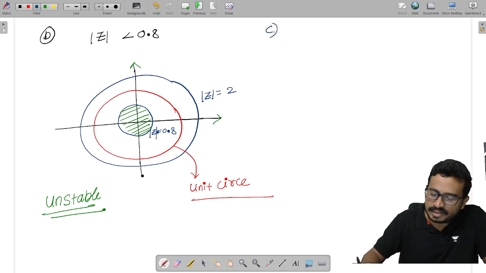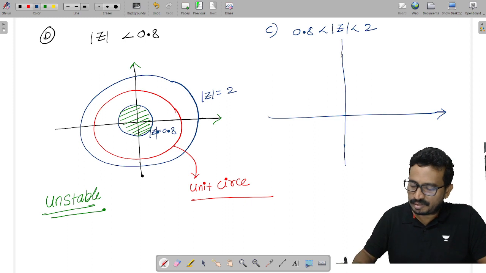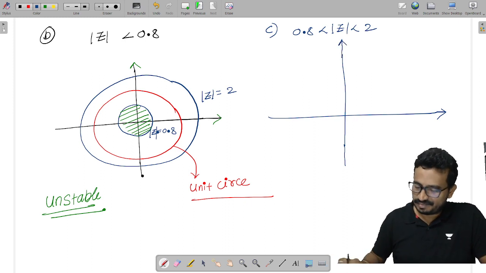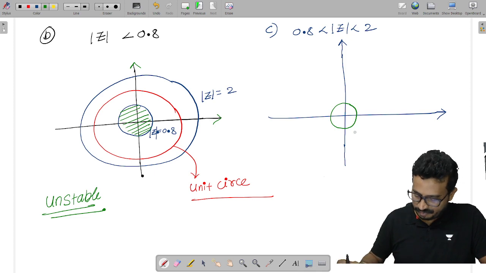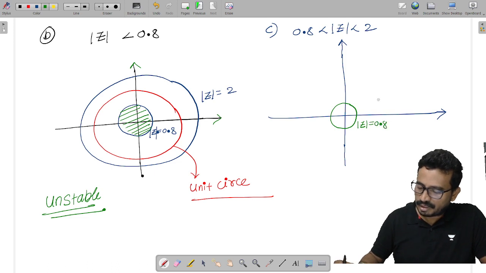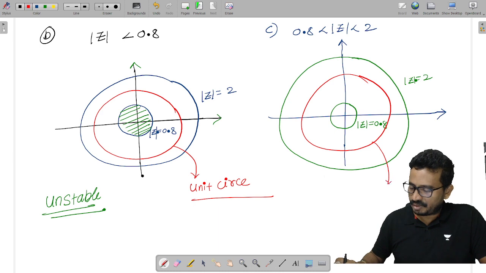Next, the third case, where the ROC given is 0.8 less than mod z less than 2. Tell me in this case whether this ROC includes the unit circle or not. Now we have poles. This is the circle for mod z equal to 0.8, and this is the circle for mod z equal to 2. Now I need a unit circle, and this is the unit circle.